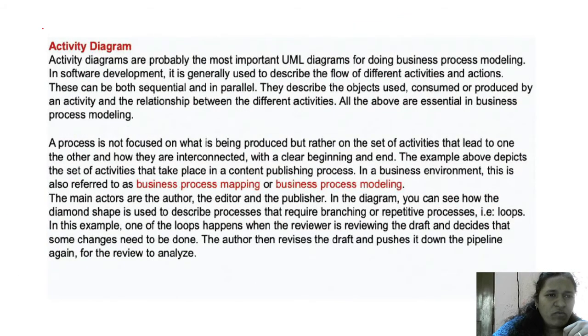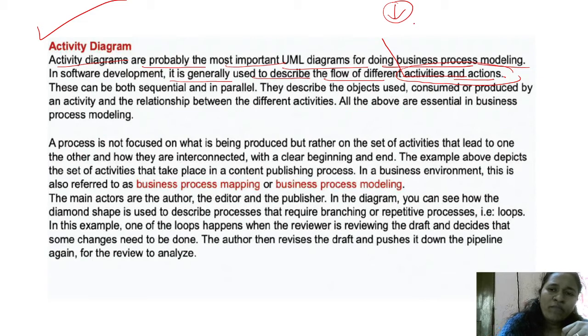Okay, now we will see what is an activity diagram. Activity diagrams are probably the most important UML diagrams for doing business process modeling. In software development, it is generally used to describe the flow of different activities and actions. Why are we using activity diagrams? We are showing the flow of how different activities and actions are done. What is the flow? We are showing it in the activity diagram.